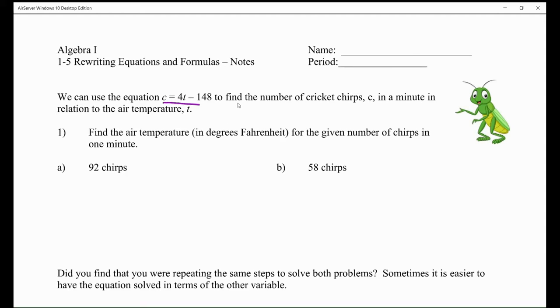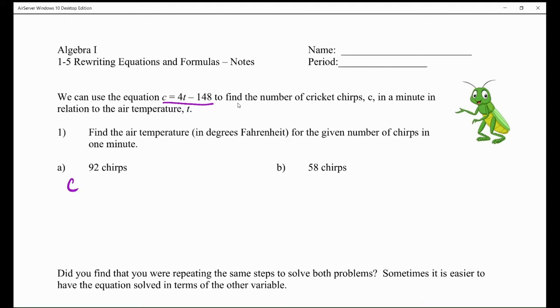Let's start with an equation that we're familiar with, or rather, I guess it's a formula. C equals 4t minus 148. We used this formula earlier this year to find the number of cricket chirps in a minute in relation to the air temperature in degrees Fahrenheit. So let's start with, given the number of chirps in a minute, let's find the corresponding temperature. Now I want us to solve and show each step to solving this equation using inverse operations so that we're able to use it to help us understand how to rewrite other formulas.